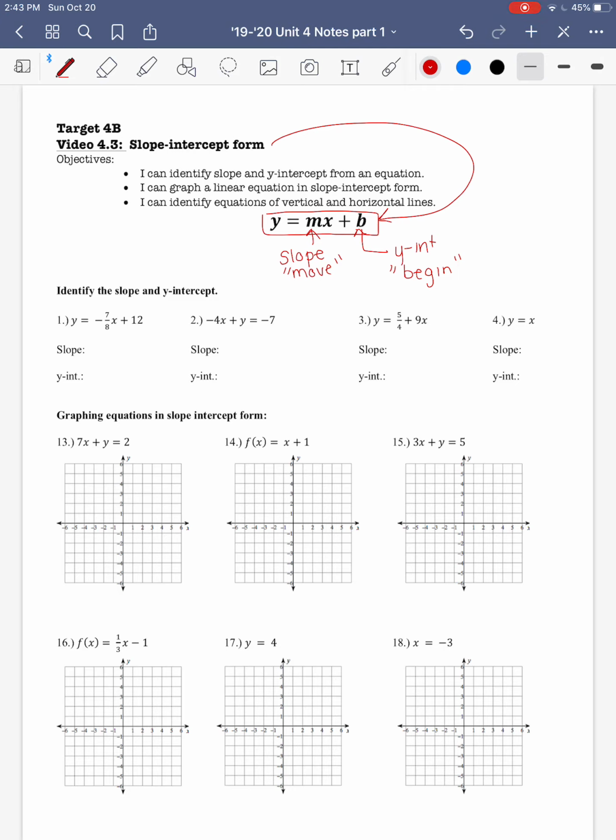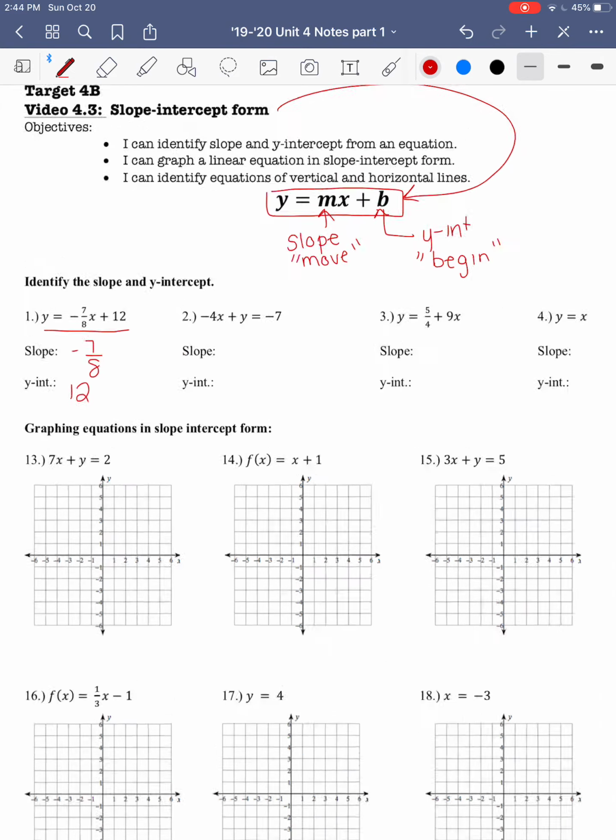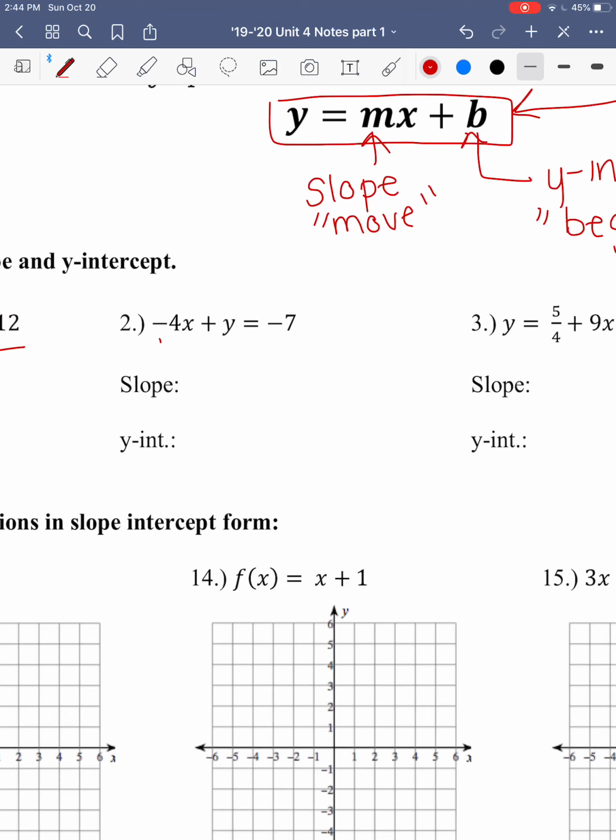So in number one, my slope is, well, first of all, it's in slope-intercept form, right? Y is by itself. That's the key here. So my slope is -7/8, and my y-intercept is 12. Now number two, notice how it's not in slope-intercept form. So what I'll have to do is add 4x to both sides. So now I get y by itself. Y is equal to 4x minus 7. So from here I know my slope is 4 and my y-intercept is -7.